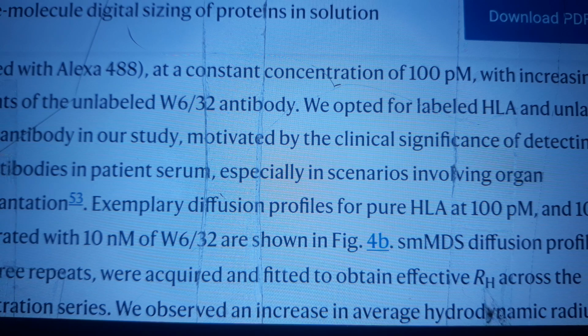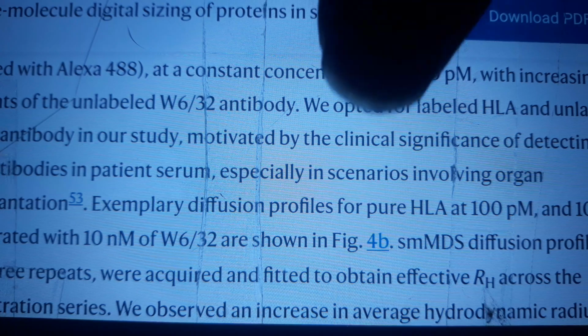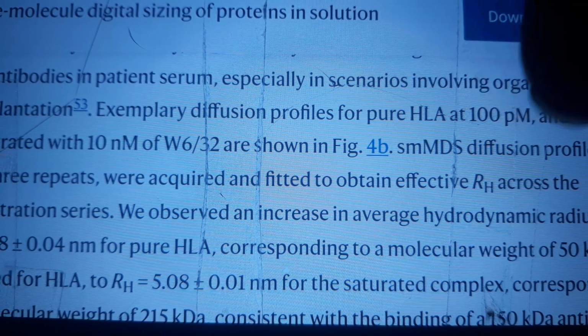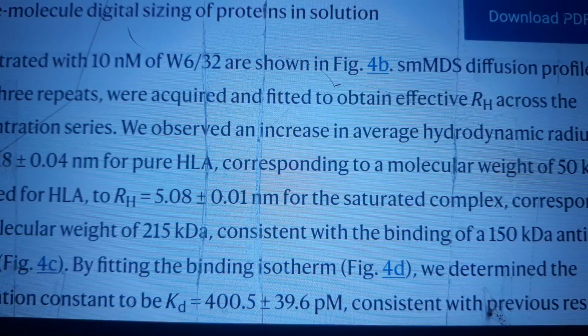The labeled HLA and unlabeled W6/32 antibody were chosen for the study, motivated by the clinical significance of detecting anti-HLA antibodies in patient serum, especially in scenarios involving organ transplantation. Exemplary diffusion profiles are shown for HLA at 100 picomolar and for HLA treated with 10 nM of W6/32, shown in the figure as SM-MDS diffusion profiles. Profiles from 3 repeats were acquired and used to obtain the effective RH across the concentration series.